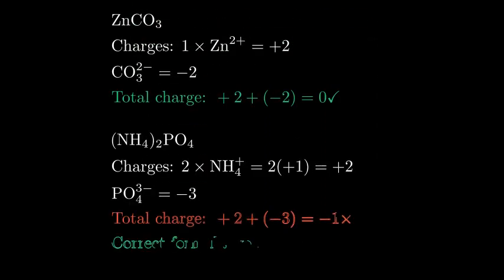Finally, let's check option D, which has zinc carbonate, ZnCO3, and ammonium phosphate, (NH4)2PO4. For zinc carbonate, we have 1 zinc ion with a charge of +2. The carbonate ion has a charge of -2. Since 2 positive equals 2 negative, the charges balance out, and this formula is correct.